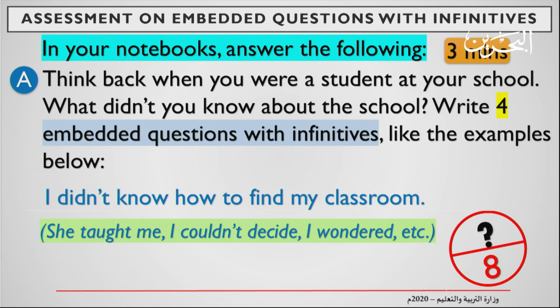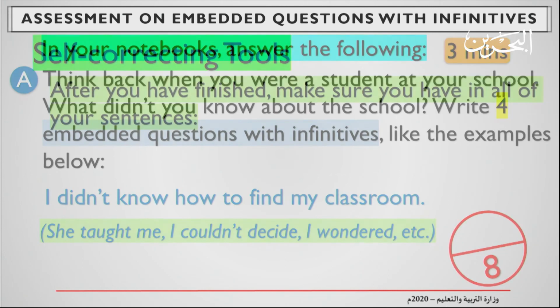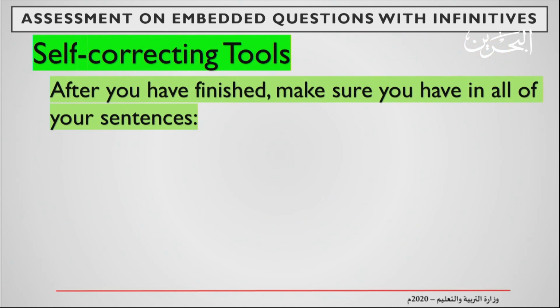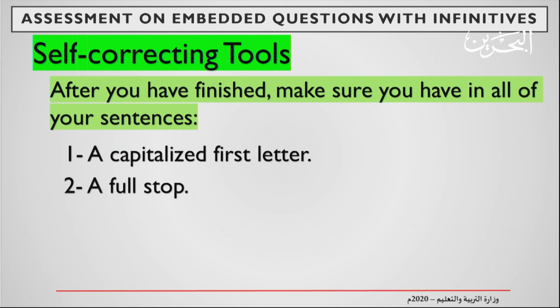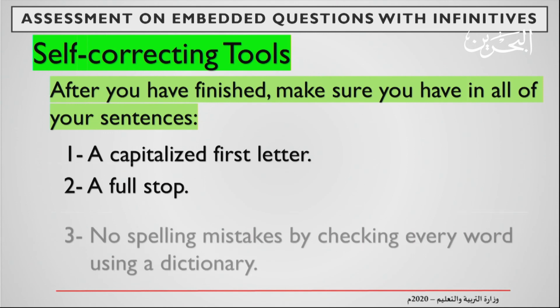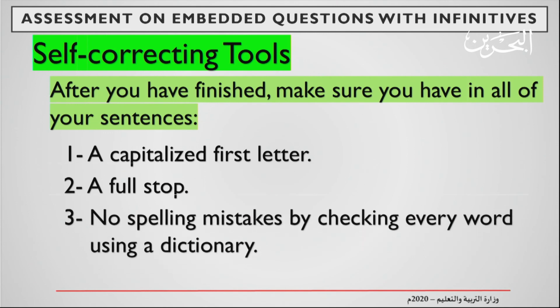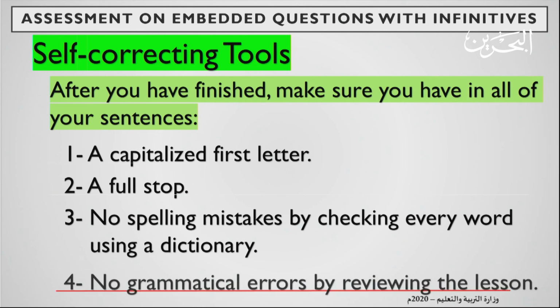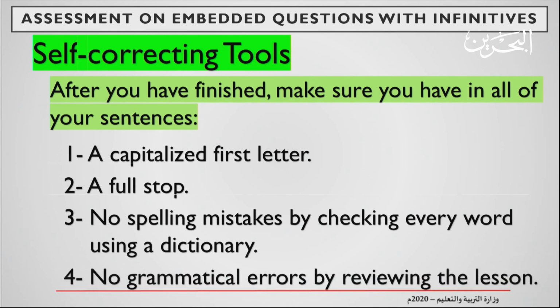Alright, now let's jump to the model answer. But before you do that, you have to use the self-correcting tools. After you have finished, make sure you have in all of your sentences the following. Number 1, a capitalized first letter. Number 2, a full stop. Number 3, no spelling mistakes by checking every word using a dictionary. Number 4, no grammatical errors by reviewing the lesson.